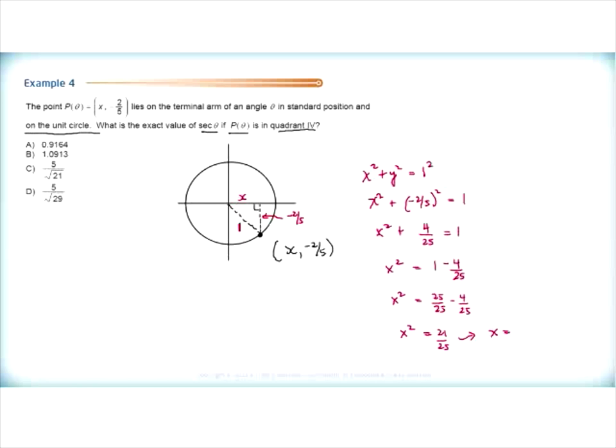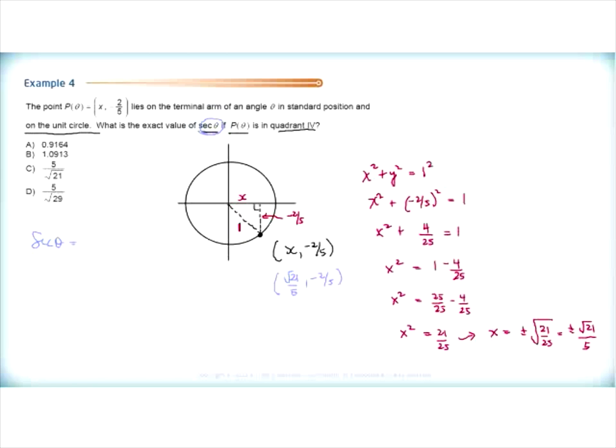So what does x equal? X equals plus or minus the square root of 21 over 25, which I can simplify to the root of 21 over 5. So x is plus or minus the root of 21 over 5. But in this quadrant, we know that x is positive. So we're looking for the positive value of x in quadrant 4. So I have a positive value of x to be root 21 over 5 and negative 2 over 5 is our y-coordinate.